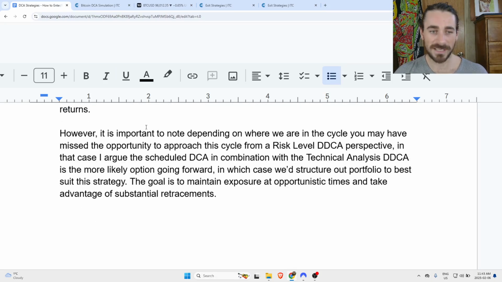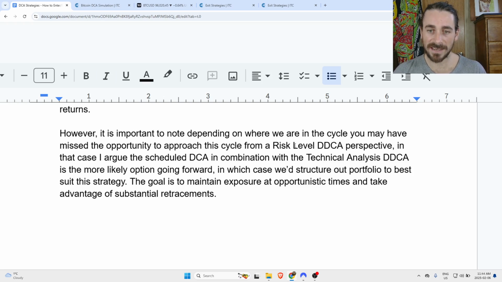So it is important to note, depending on where we are in the cycle, it may change how you look at accumulating Bitcoin or other assets. You may have missed the opportunity from a risk level dynamic DCA perspective. So assuming this market cycle continues playing out on a traditional cycle theory, you've kind of missed that opportunity. I don't think we're going to go below 0.4 risk until we go back into a bear market. That being said, that might happen, and we'll just follow the charts as we go.